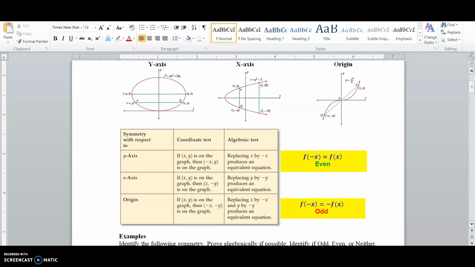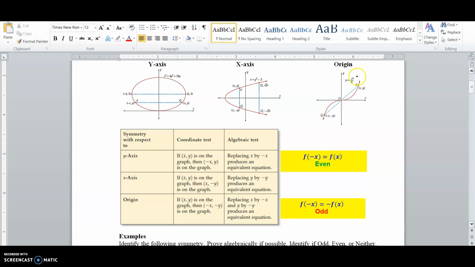So again, the y-axis is one line of symmetry, and if we can look at the left side of the graph and the right side and see that they're identical, we have symmetry across the y-axis. That type of function is what we call an even function.